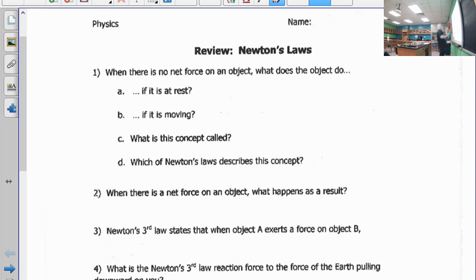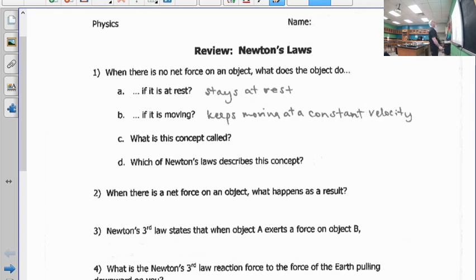When there's no net force on an object, what does the object do? If it is at rest, it stays at rest. What if the object is moving? Again, if there's no net force, an object in motion tends to stay in motion, moving at a constant velocity. No net force means no change in acceleration, no change in velocity, rather. And what is this concept called? We call it inertia. And like I just mentioned, this was described by Newton's first law.